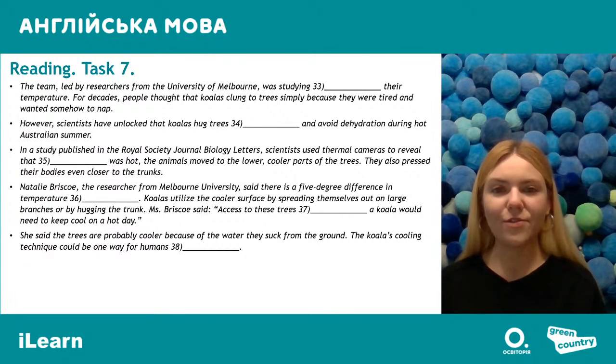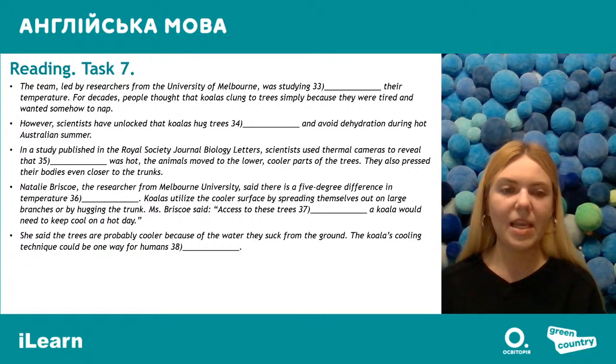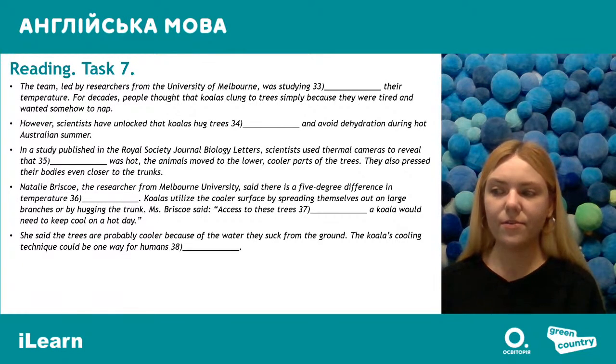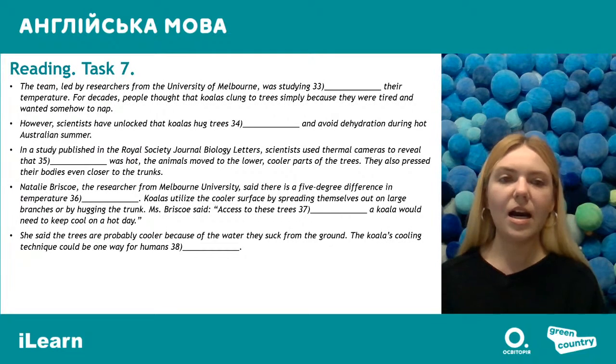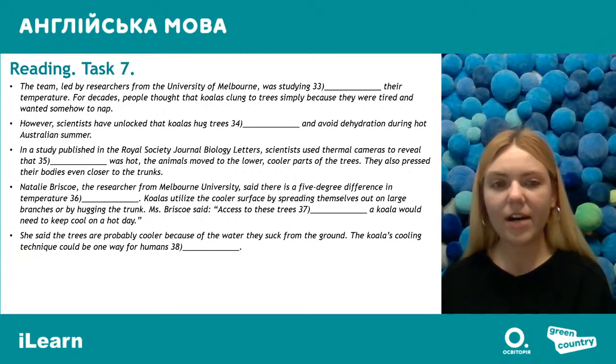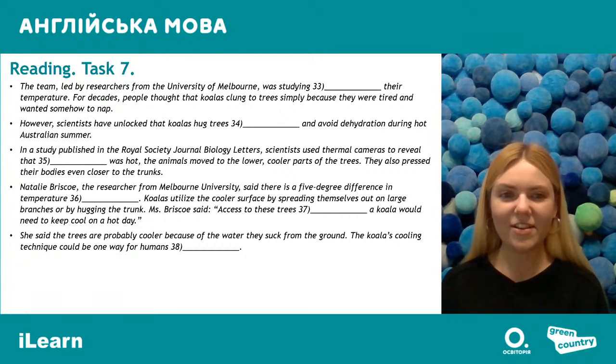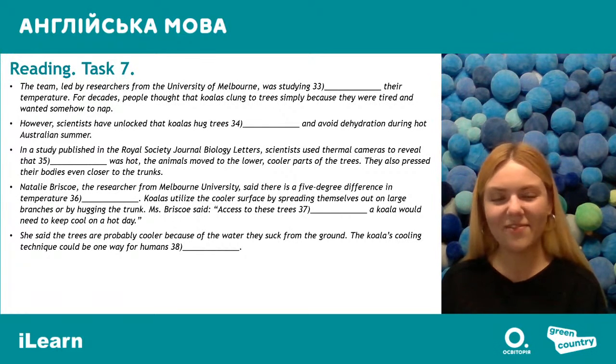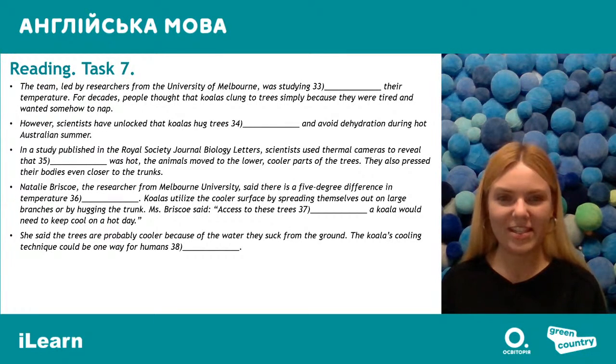So we will try to look for such information. Then in number 34, we have, however, scientists have unlocked that koalas hug trees and avoid dehydration. So first of all, after the gap, we can see an and avoid. So that is and infinitive. So we know that if after and we use an infinitive, then before and, it's very likely that we will have one more infinitive.